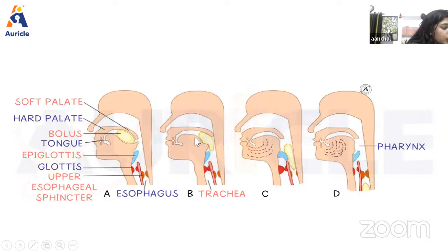So the forceful contraction of the tongue against the palate produces a positive pressure in the posterior part of the oral cavity. So in this way, the food pushes itself into the pharynx. In this way, the food will come into this structure that is known as the pharynx. I hope this is clear to all.